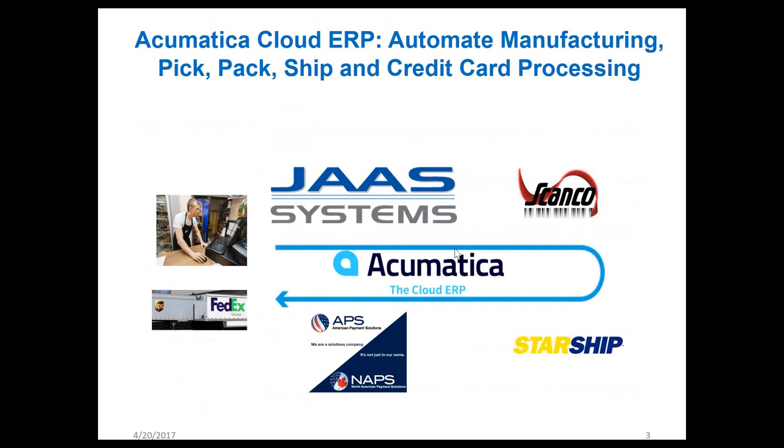And then if a credit card is the optimal form of payment, American Payment Solutions would be used to process that accounts receivable transaction and get the best rate. So with that said, I'm going to pass it over here to Tom so he can start off with the JAS manufacturing system. Great. Let me know when you can see my screen.